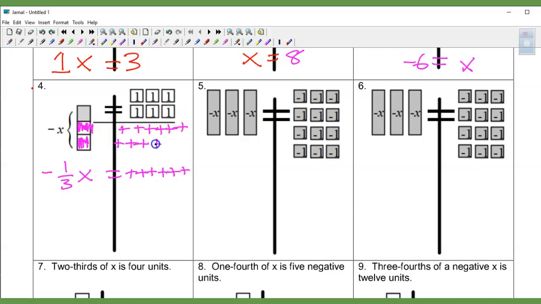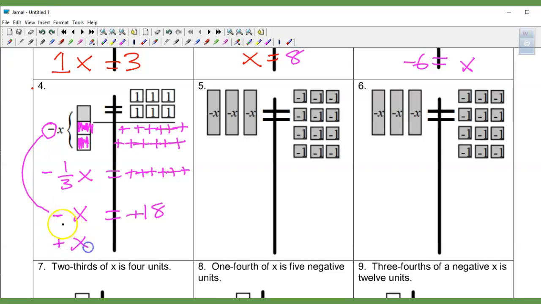2, 3, 4, 5, 6. So because of that, I know that the whole x has 6, 12, 18 ones, 18 units, right? Now, the only difference about this problem when I'm going over it is that it's a negative. So if we know negative x is equal to positive 18, one last step, we want to change this to a positive x.